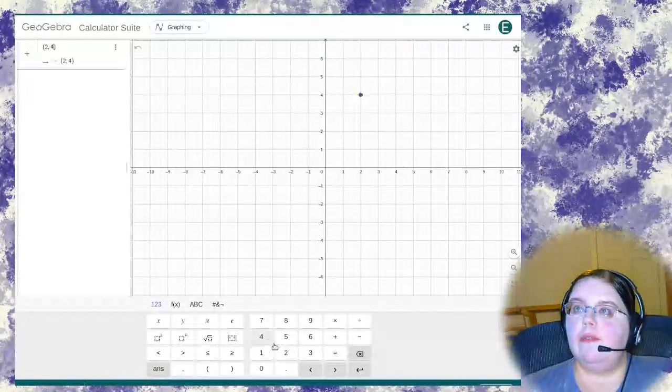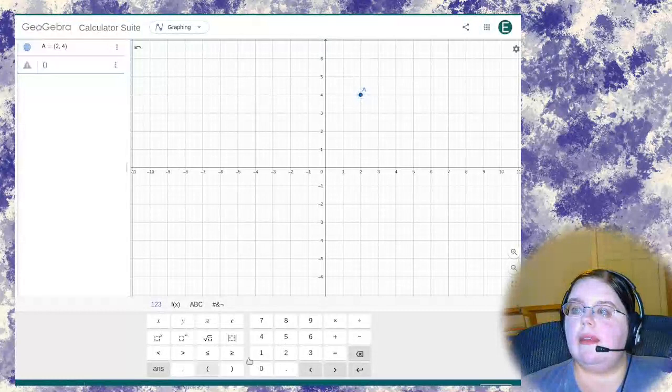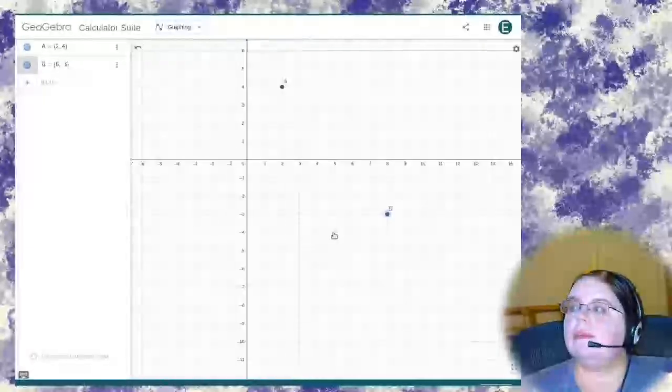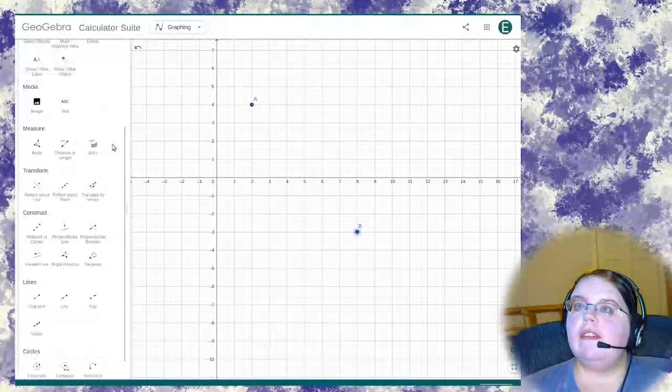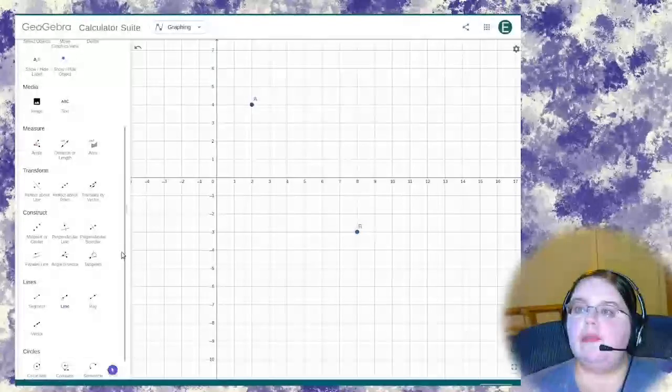(2, 4) and (8, -3). So there's those 2 points, and here's what a line through those 2 points looks like.